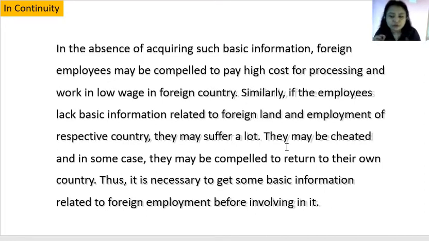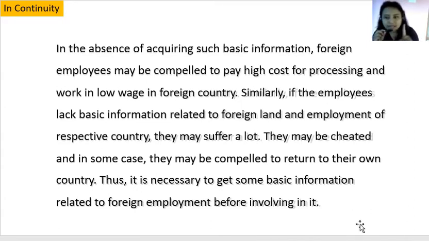So we have to be very careful about fraud manpower companies, fraud websites, and foreign employment companies also. Whether such foreign employer companies have provided accurate information or not, we need to know about it also. Otherwise you may be cheated, you may be compelled to return to your own country.